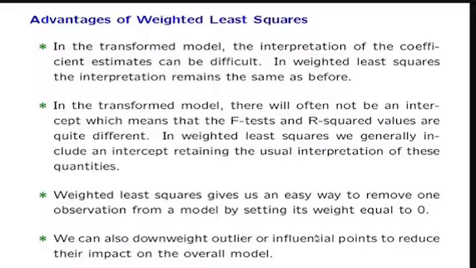Okay. And another thing I want to say, the weighted least square gives us an easy way to remove one observation from a model by setting its weight equal to 0. And we can also downweight outliers or influential points to reduce their impact on the overall model. So which means the weighted least squared is a robust method that can actually do well in the presence of violations.